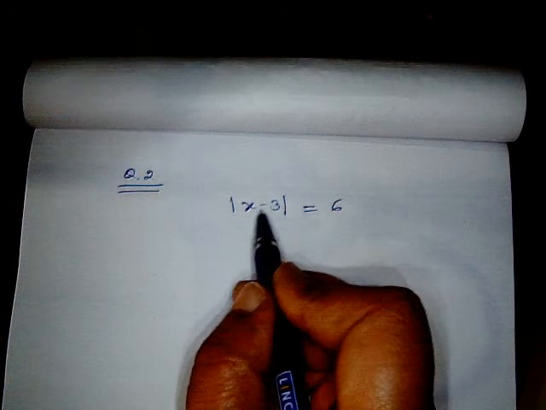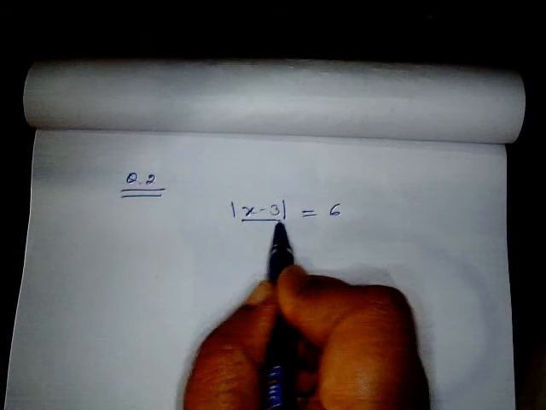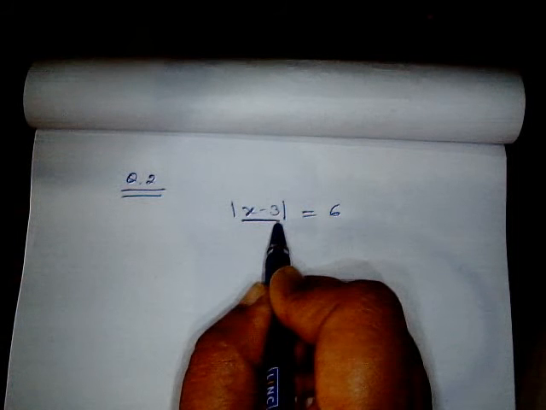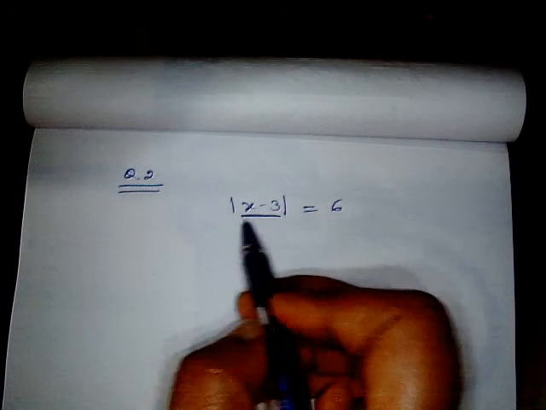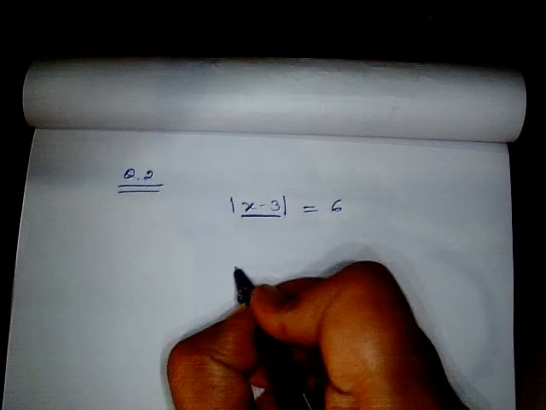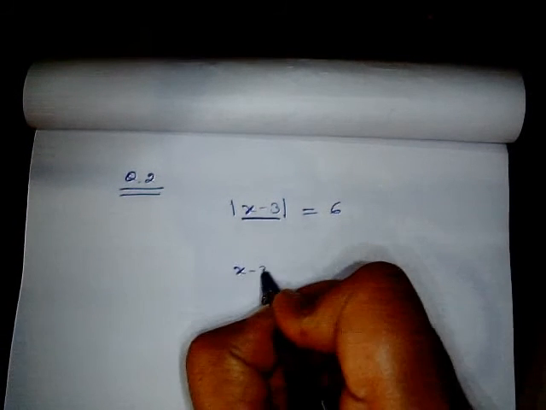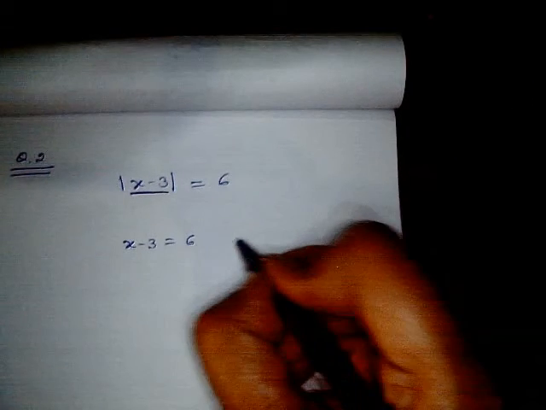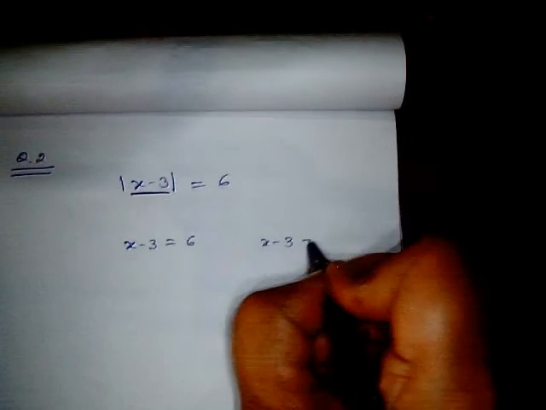So what I need to do, whenever I am removing the vertical line, is write this value with a positive and a negative sign. So I am going to write x minus 3 equals 6 and x minus 3 equals negative 6. Okay, I need to solve these two equations and get the value of x. So I am going to solve.